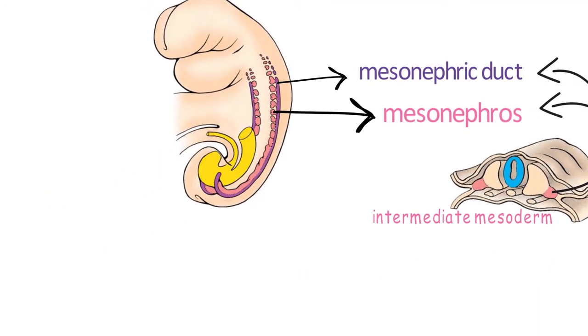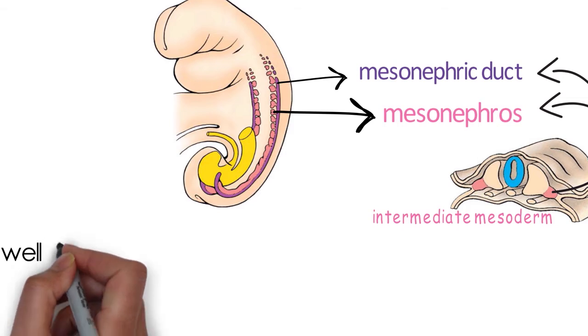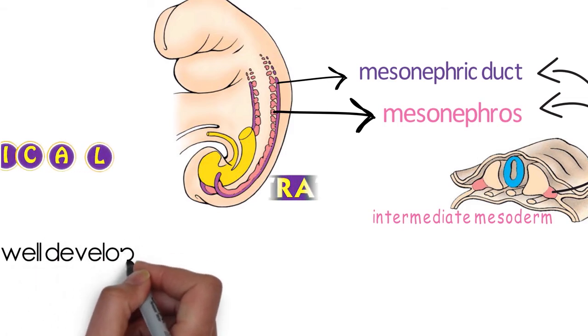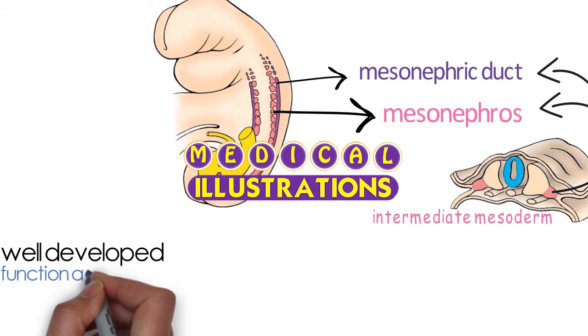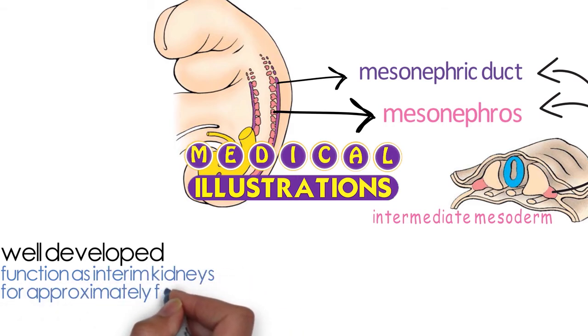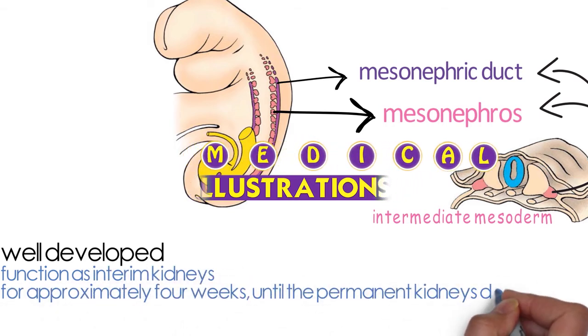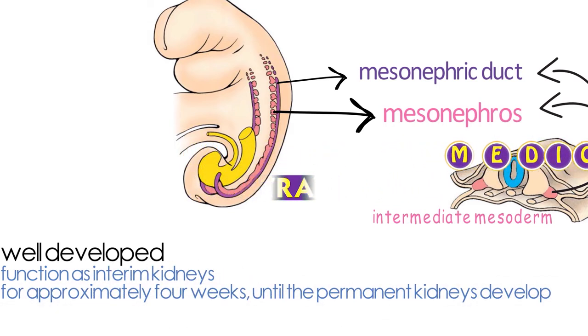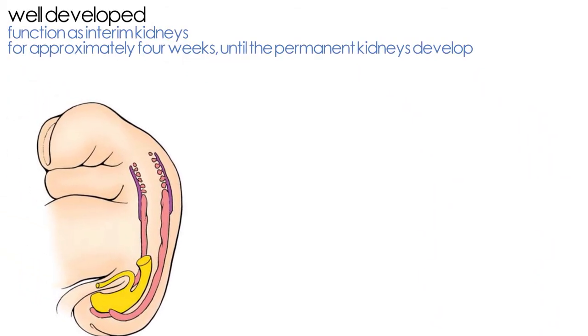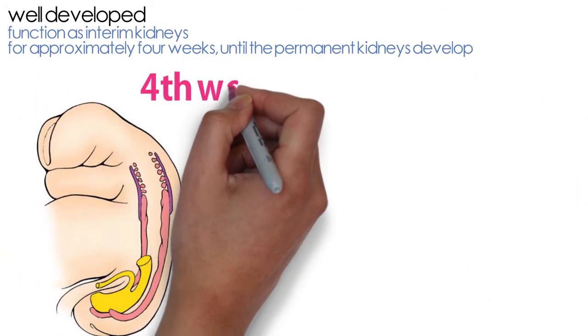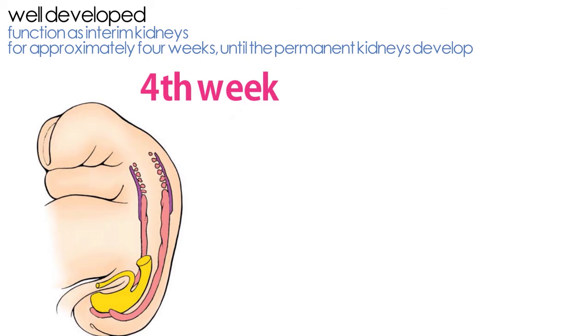As I told you in the previous illustration video, mesonephros are very well developed, and they function as interim kidneys from approximately week 4 to week 9. In the 4th week, mesonephros begin to develop from intermediate mesoderm.